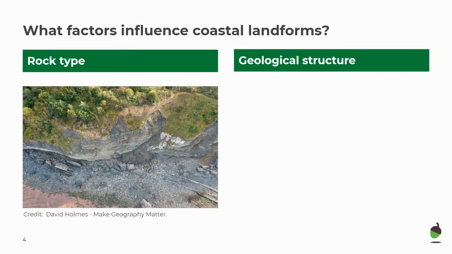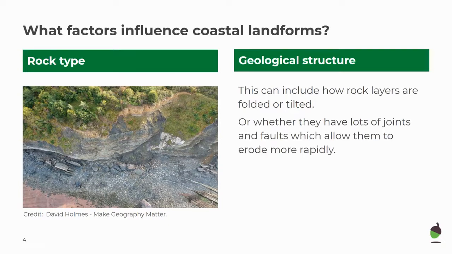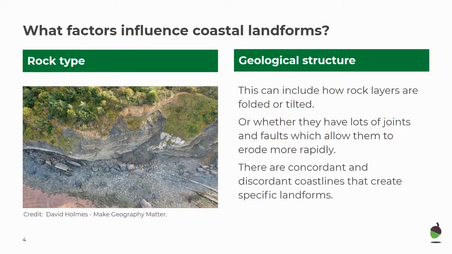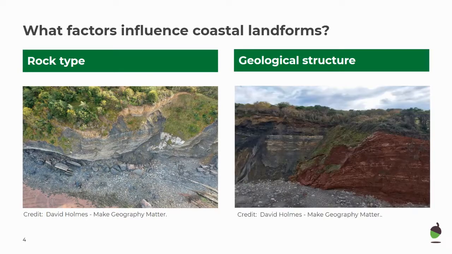The second factor that influences coastal landforms is geological structure. This can include how the rock layers are folded or tilted, or whether they've got lots of joints and faults, which would allow them to erode more rapidly. There are also concordant and discordant coastlines that create specific landforms, and we're going to look at those in more depth. Here you can see you've got a cliff which has got two rock types right next to each other.